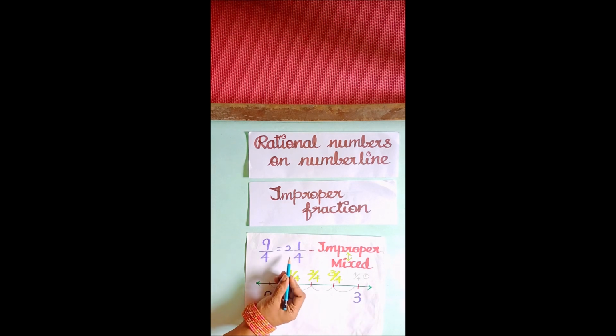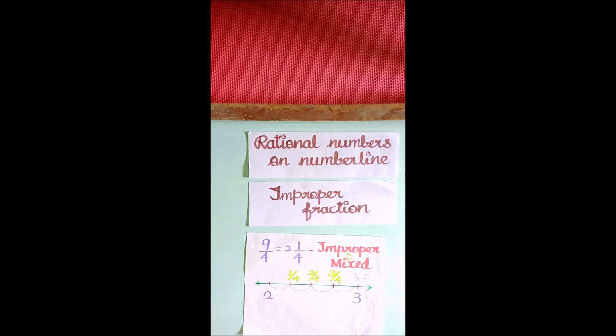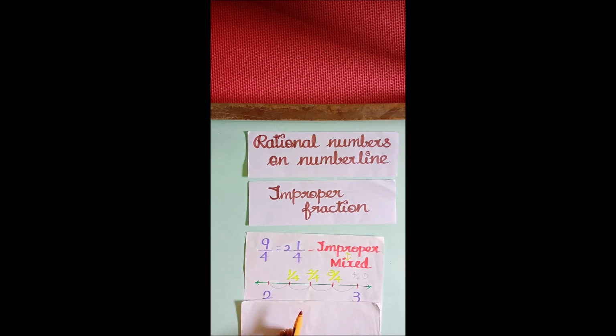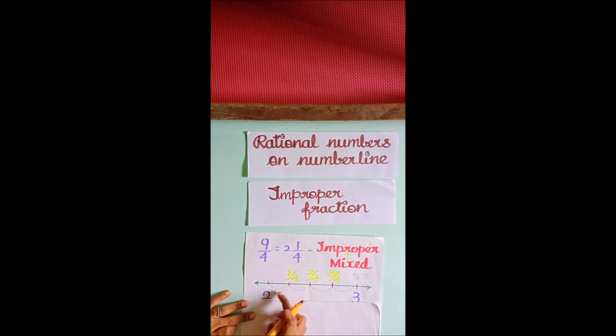So what is our question? 9 by 4 changed into a mixed fraction, we get the value as 2 1 by 4. So where do we have to represent the 2 1 by 4? So listen. How can we represent this 2 1 by 4 on this number line? It lies between 2 and 3. So we can divide this 2 and 3 into 4 parts because the denominator is 4 here. So this is 1, 2, 3 and 4. So write those values. 2 1 by 4, 2 2 by 4, 2 3 by 4. At last 4 by 4 remains as 1, that is 3 here.